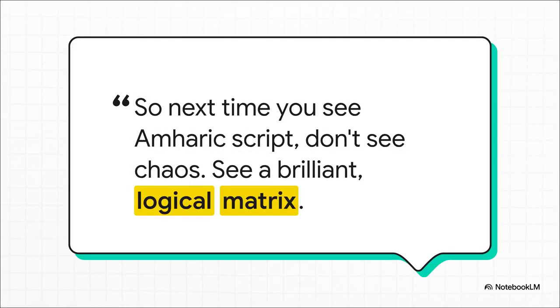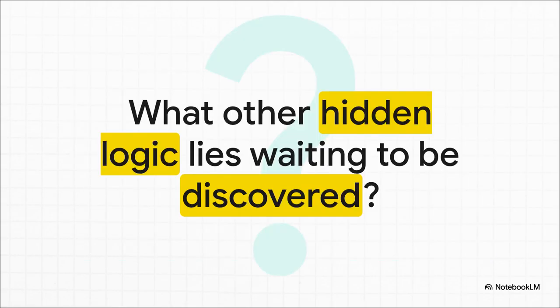So from now on, the next time you see those beautiful flowing lines of Amharic script, whether it's on an ancient manuscript or a sign on a shop, you're not going to see chaos anymore. You're going to see the grid. You'll see that brilliant logical matrix. The shocking logic of the Amharic script, yeah, it's not so shocking anymore, is it? And that really makes you wonder, doesn't it? How many other things out there in the world look impossibly complex on the surface, but are actually governed by some simple, elegant logic, just waiting for us to find the right key?